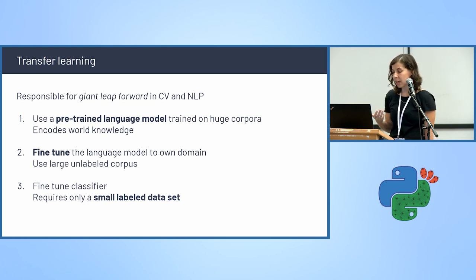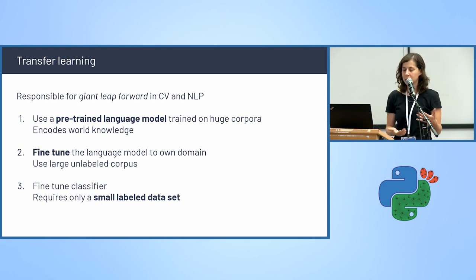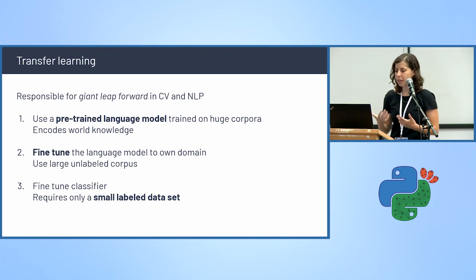So the second step would be to fine tune these models to adapt them to your own domain. If I'm training on financial documents, if that's my domain, then I want bank to mean a financial institute and not bank as in riverbank. So I fine-tune that language model to my own domain. And as a final step, I fine-tune the classifier, and by this time, my model knows not only the language that I want, but it also knows the language I want in my own domain, and I don't need much data for classification.